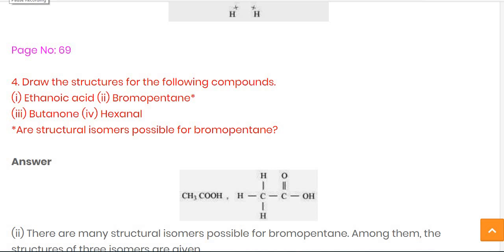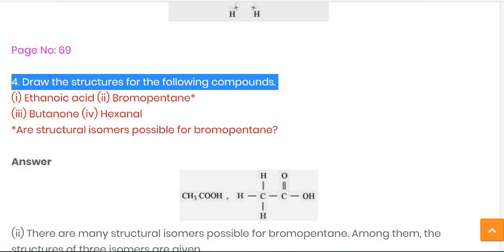Now let's move further from page number 69. The fourth number question. Draw the structure of the following compound. So in this question we have to draw all the structures.